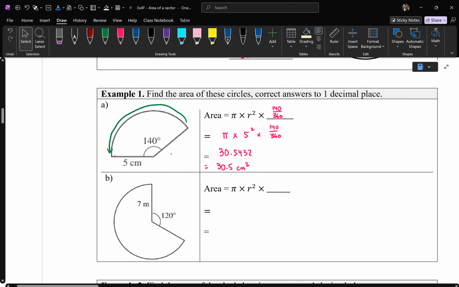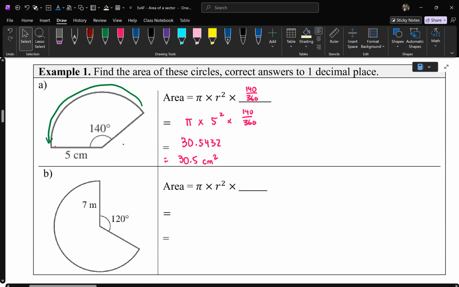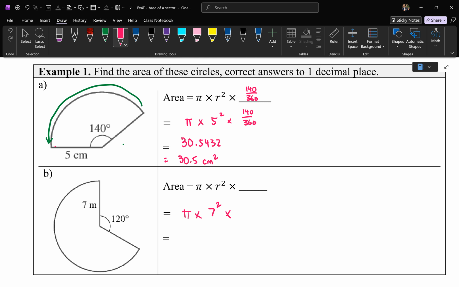Okay? All right, let's try the next example. Let's try this one. What's the radius in this case? So it's pi times radius squared. So pi times, what's my radius? 7. So it should be 7 squared times, now you got to figure out the angle. What's the angle? Good. It shouldn't be 120. If you wrote 120, it is wrong because 120 is talking about this side. That's 120. What we want is this side, which is 240. So this is the area we want. So it should be 240 over 360.